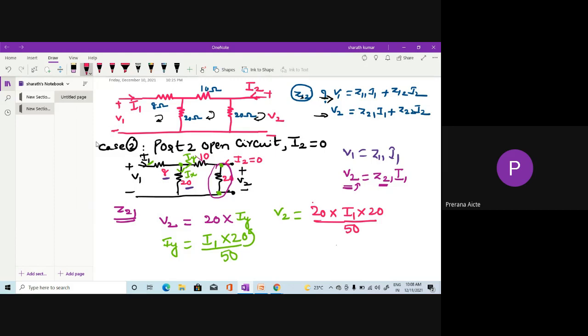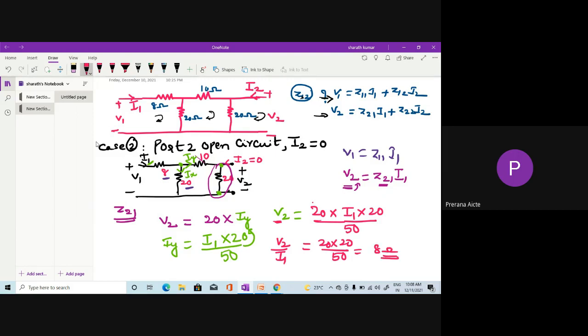See, Z21 is equal to V2 by I1. So V2 by I1 is equal to 20 into 20 divided by 50, which is 8. So the answer is 8 ohms.